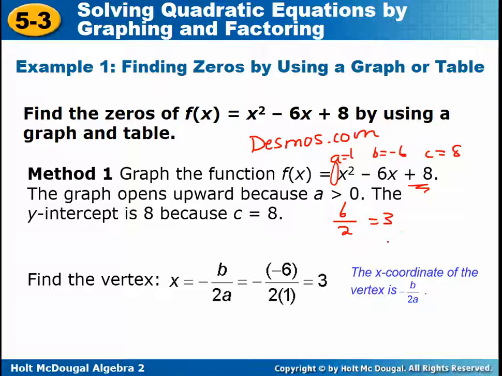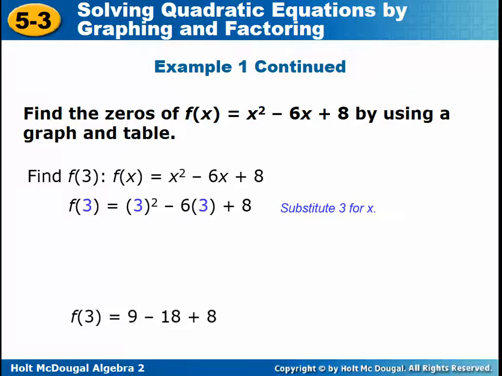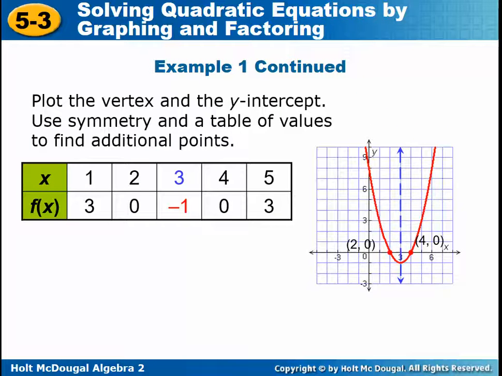So we know that that's what the x-coordinate is. To find the y-coordinate, we would plug in 3, and we'd get 9 minus 6 times 3, which is 18, plus 8, and we would solve that and get negative 1 for the y-coordinate. That's what they're doing right here. So now we know where the vertex is. We know where the y-intercept is. We know the axis of symmetry would be x equals 3 because it's equal to the x-coordinate of the vertex. And we would graph our function.